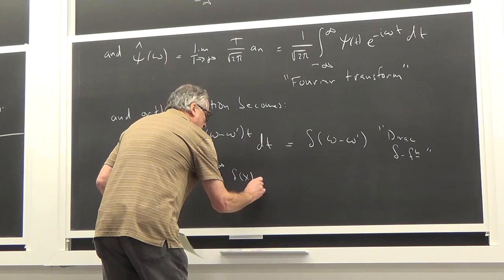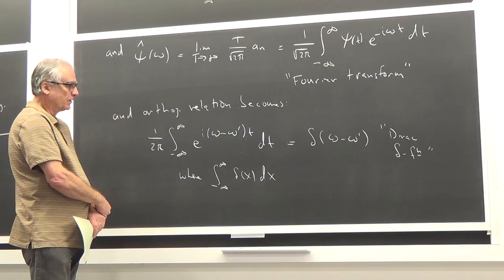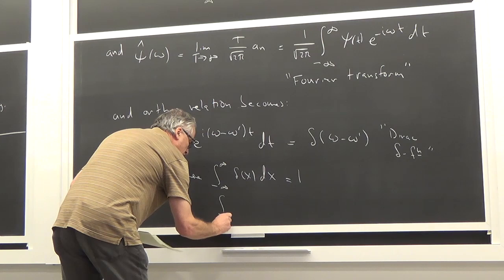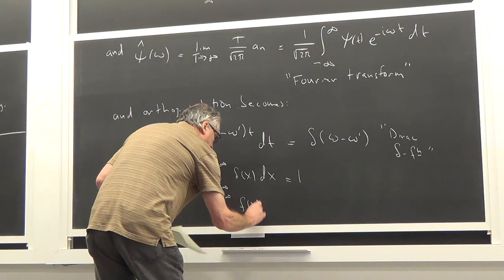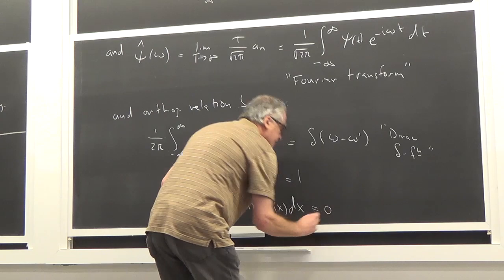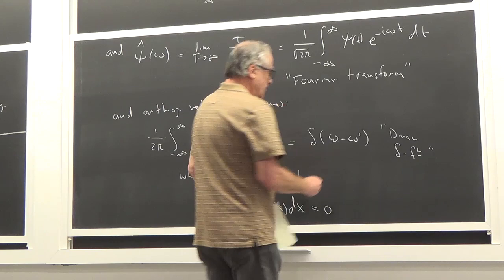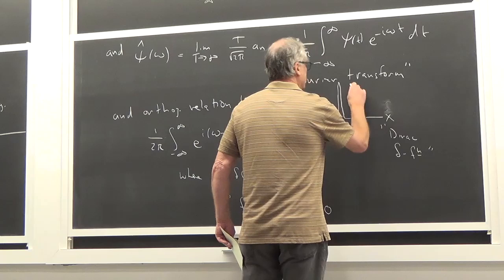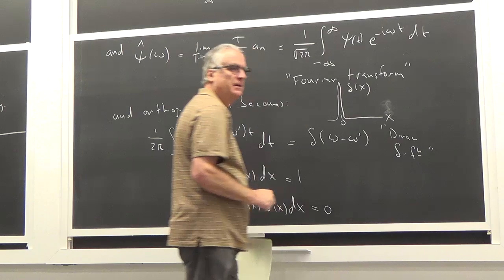if I take the integral of delta of x over all x, that's just normalized to 1. And if I multiply f of x times delta of x dx and do that integral, I just get f of 0. So you should think of this as the limit of a function that is very sharply peaked. I call this x, and this is delta of x. It's very sharply peaked at x equals 0. In fact, infinitely sharply peaked.